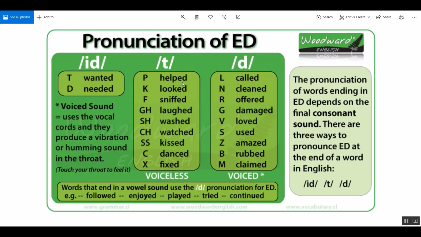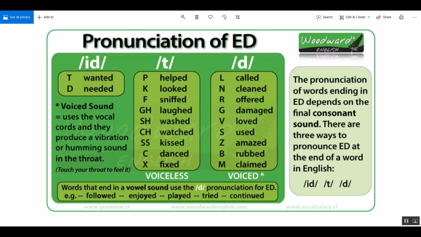So this is not helped, it's helped. This is not looked, it's looked. Okay? All these letters, you're just going to say a D sound. So called, cleaned, offered, damaged, loved, used, amazed, rubbed, claimed. Okay, so all of these are D sounds.